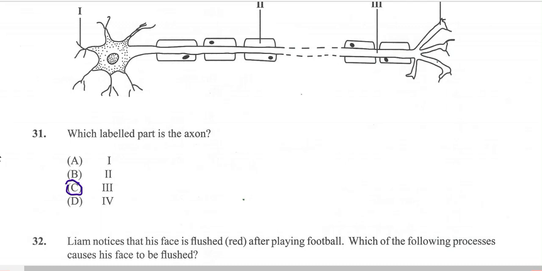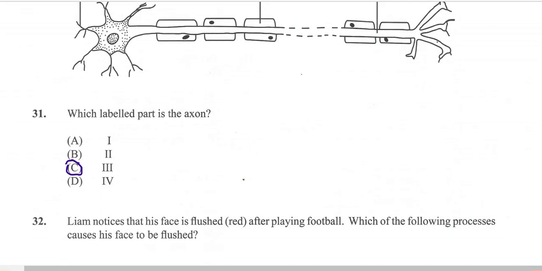2 is going to be the myelin sheath, and of course you would have seen the dendrites there. That is of course forming the connection. So our answer here is going to be C for 31. 32.